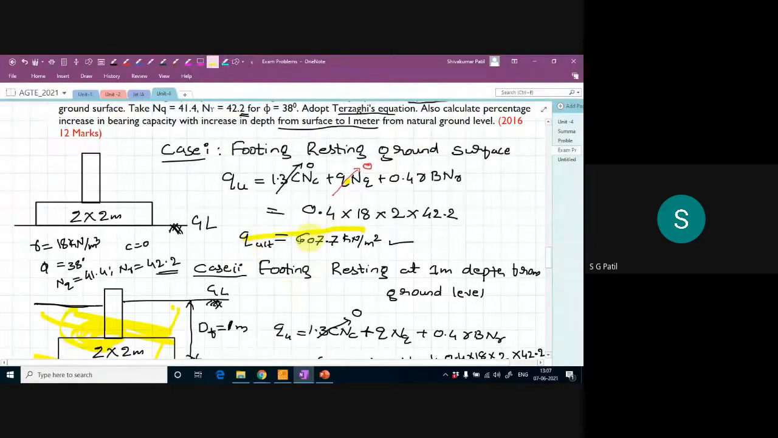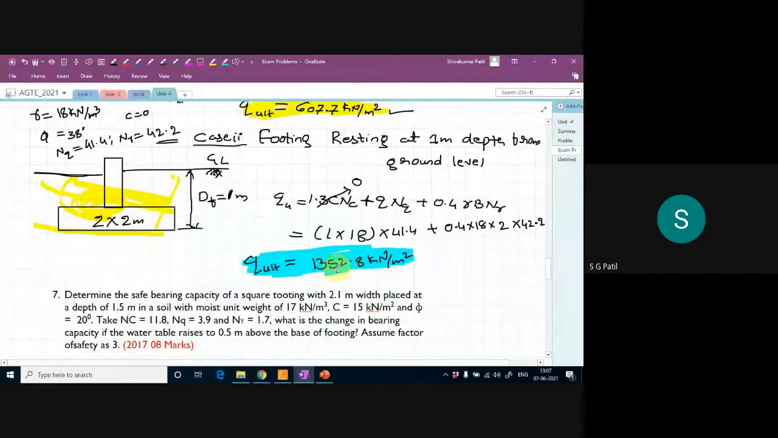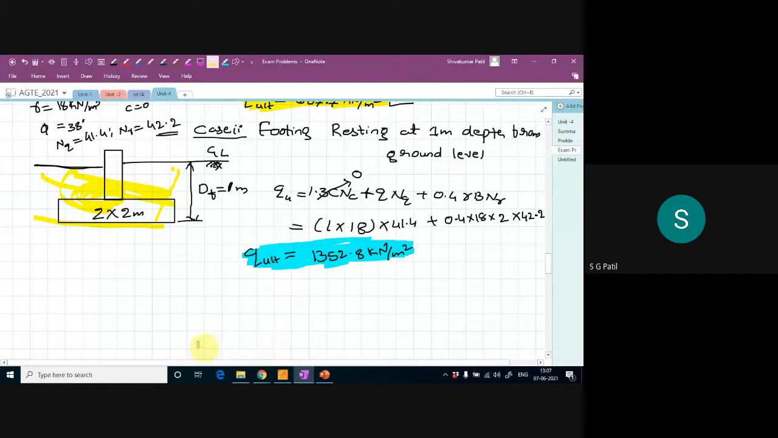So from 607, it has been increased to 1352. Calculate how much percentage it has increased. Around 55% it has increased. So the percentage increase in bearing capacity, I will write in short term.